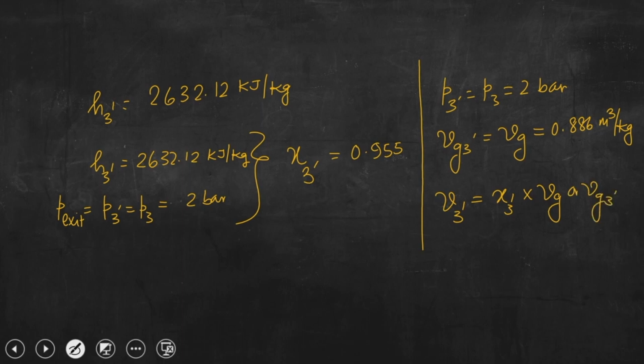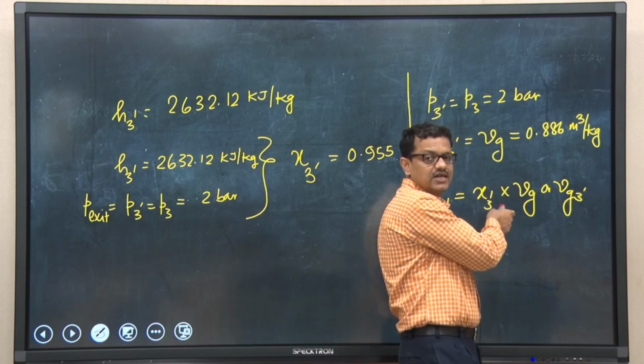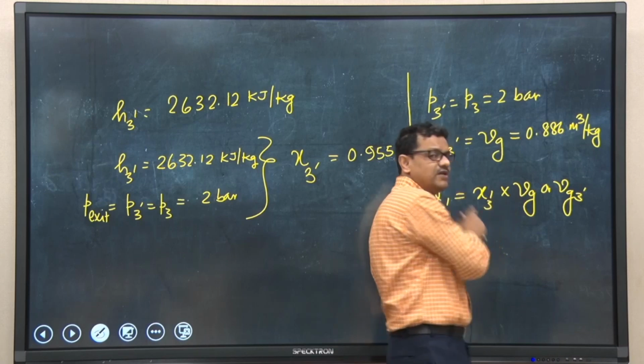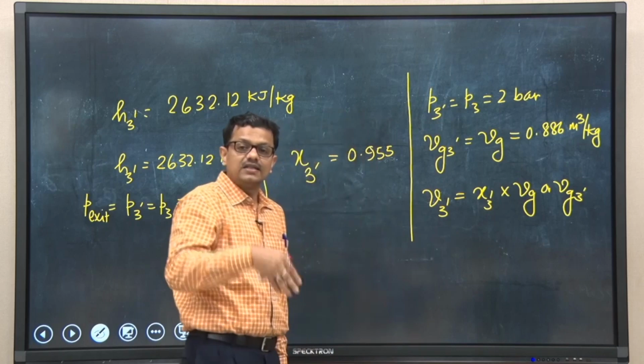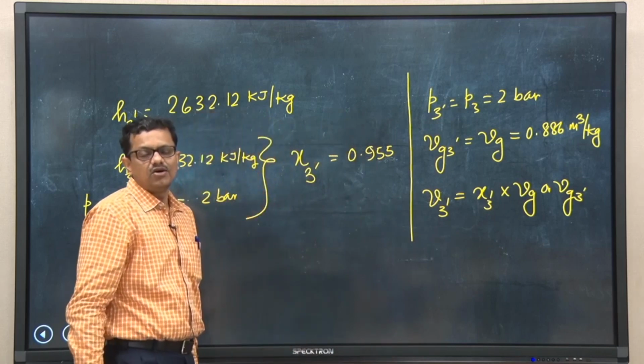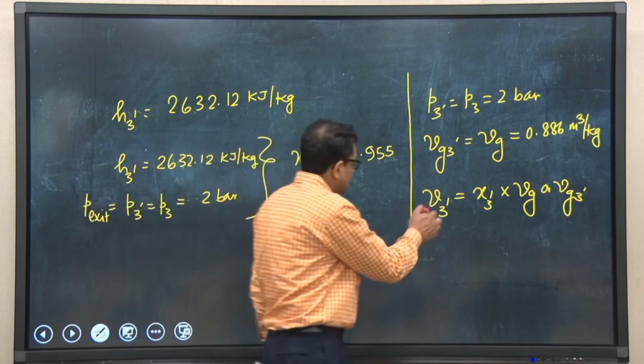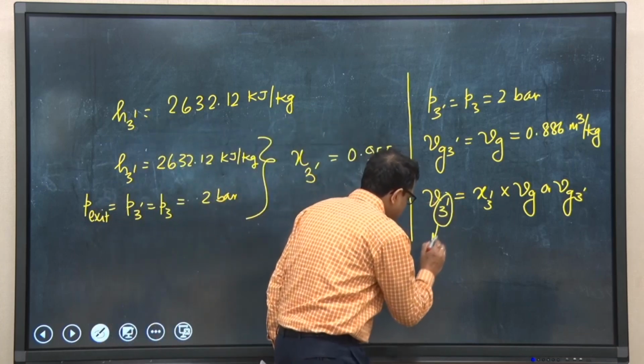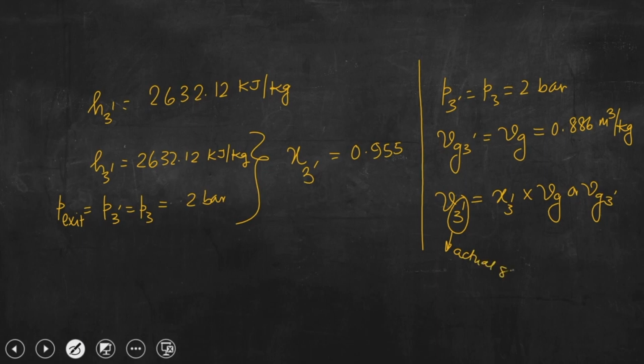right. So, basically the specific volume of vapor at that pressure multiplied by the dryness fraction, that will give the specific volume of steam at that particular point, that is at the exit of the nozzle. So, this 3 prime is the actual state of steam at the nozzle exit, right. So, this is the case.